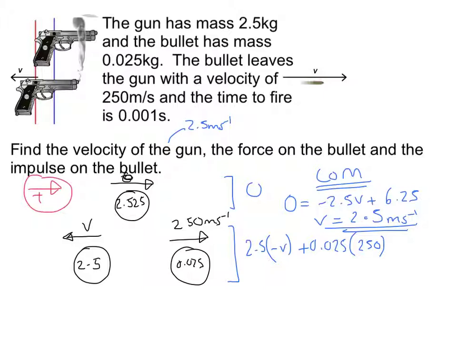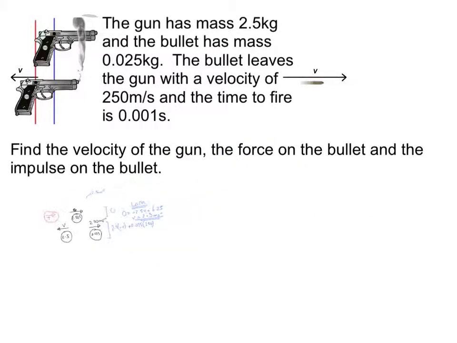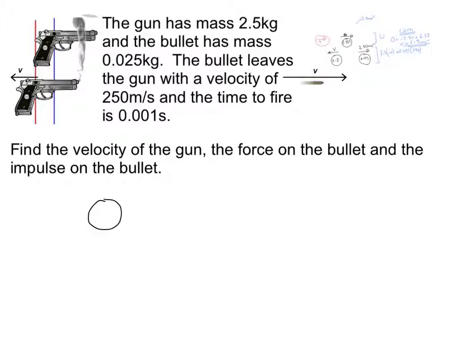Let's try the next bit. The force on the bullet. So I am the bullet. Here I am, and I feel a force in that direction. So I'm going to take that direction to be positive. And since I am the bullet, I have mass 0.025 kilograms. Now the force multiplied by the time is equal to the impulse that I feel.